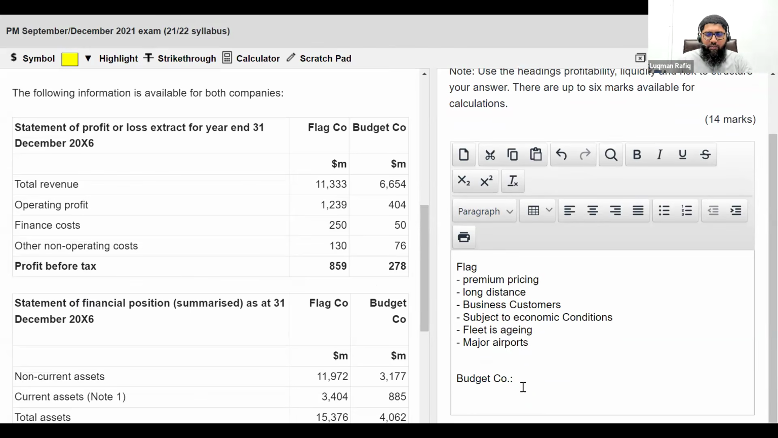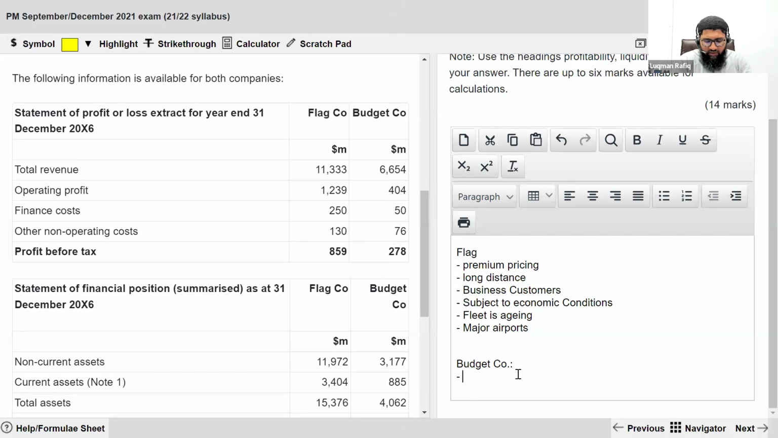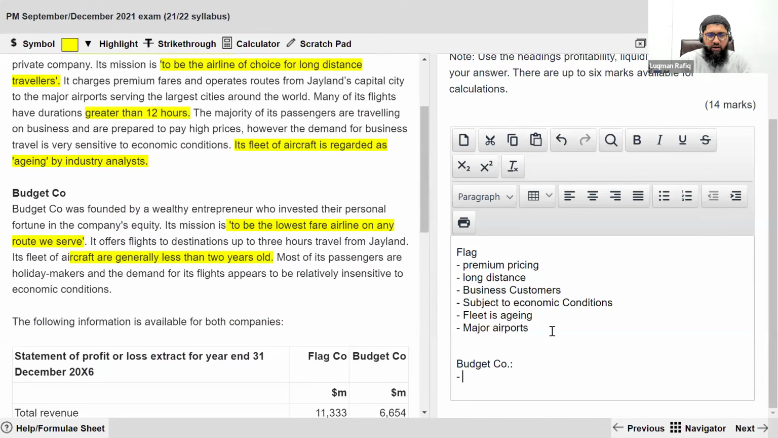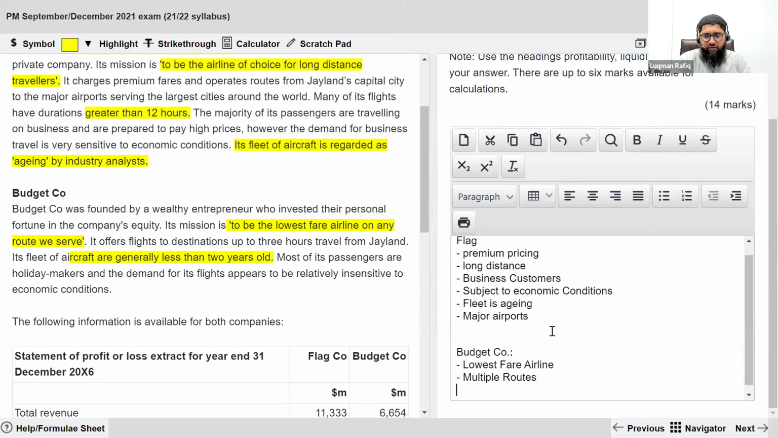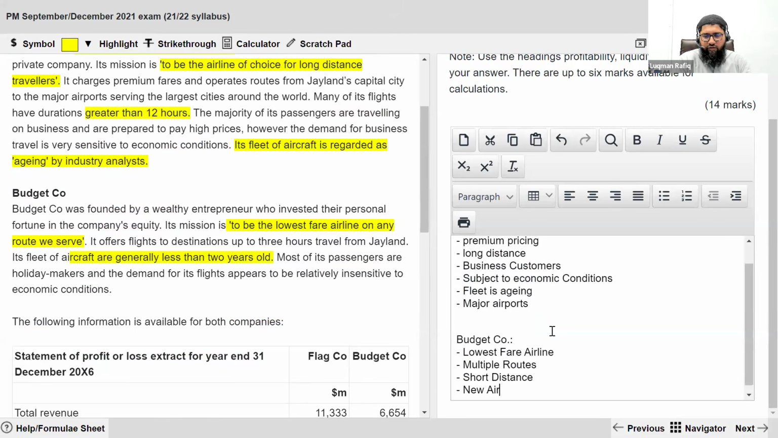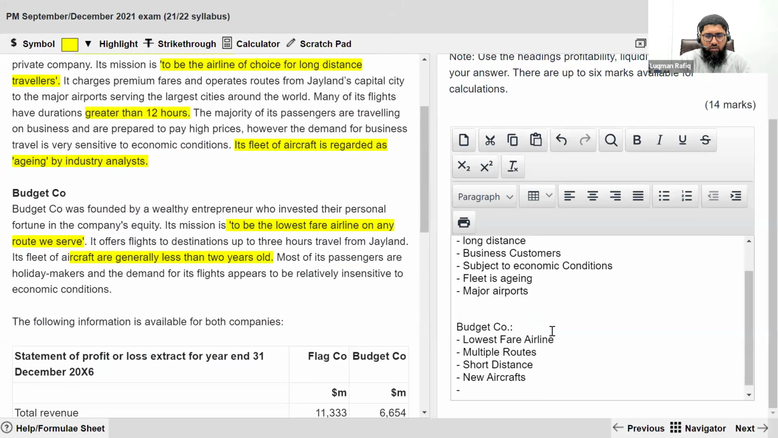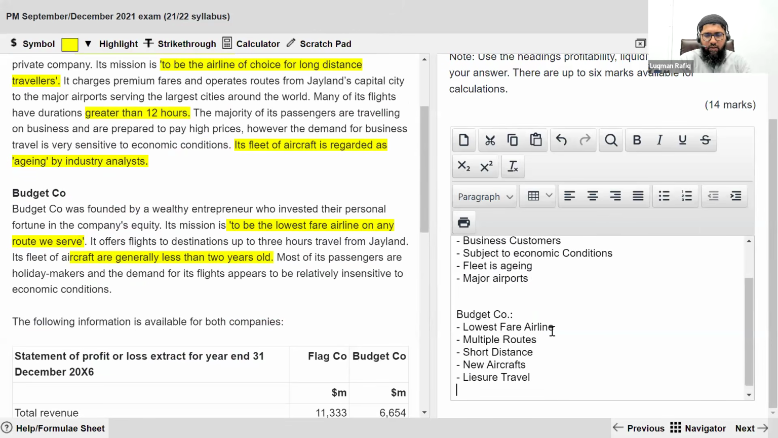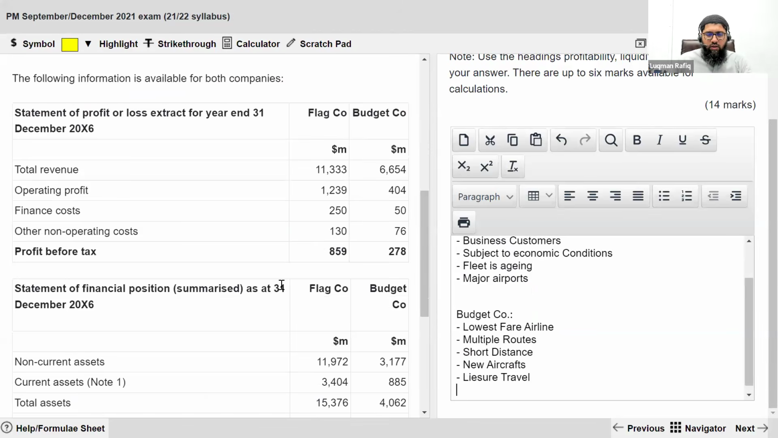Now, with respect to the budget company, the concept is that it has a situation where it is the lowest fare airline, with multiple routes, short distance, new aircraft, leisure travel, things like that, right? Okay.